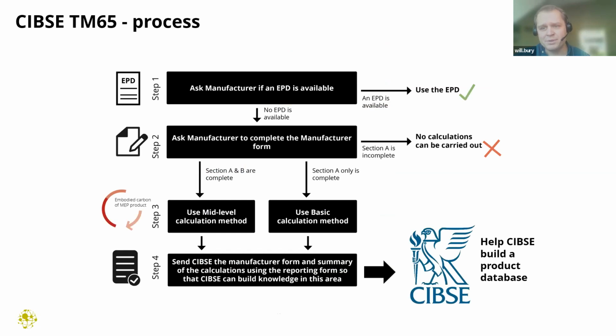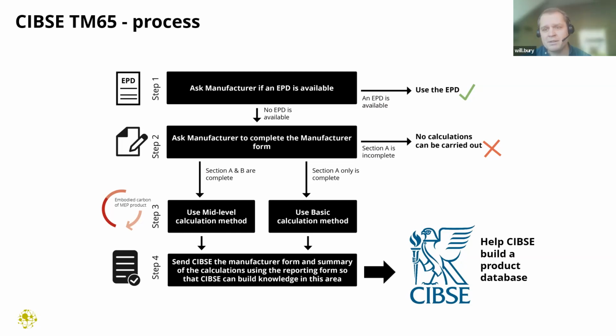So the process is, when you might need some embodied carbon information from a manufacturer, you first of all check if they've got an EPD. If they have an EPD, you should use it 100% because they've gone to the effort of making it, and it's a really accurate and great source of information. If they don't have an EPD, this is where we need to have a bit of manufacturer engagement. So you will send across the manufacturer form. You can have a conversation about how to fill it out.